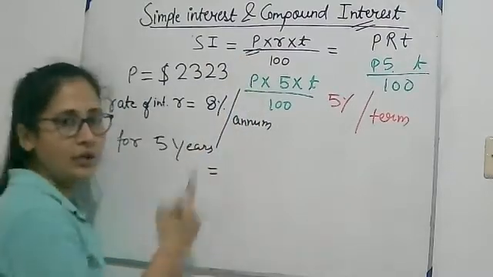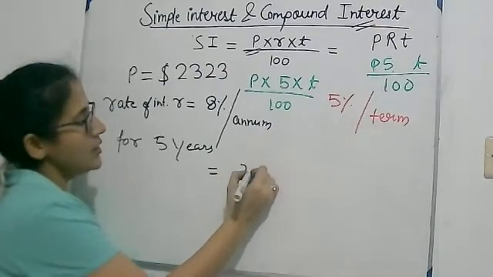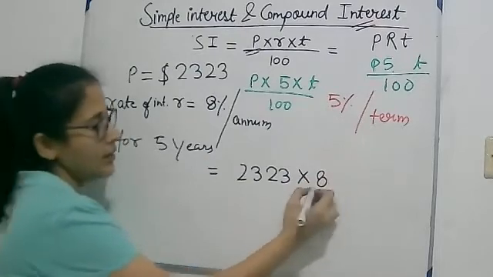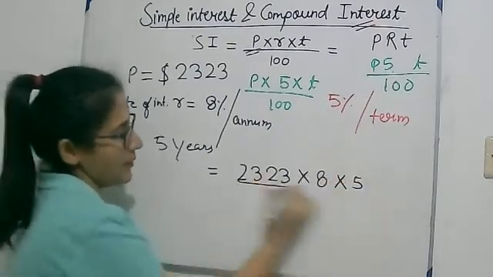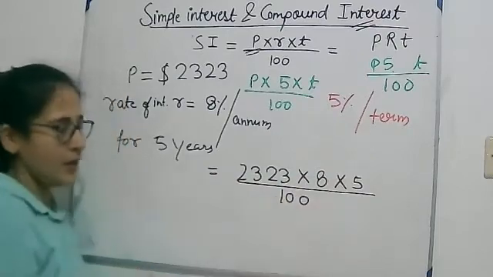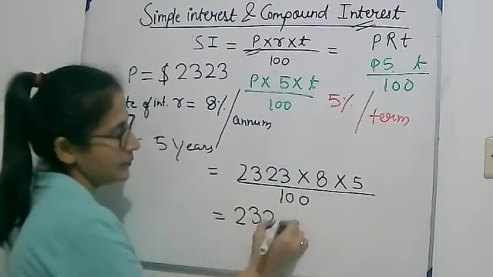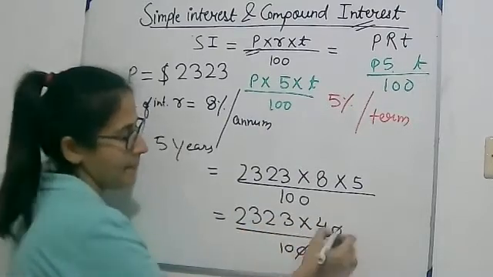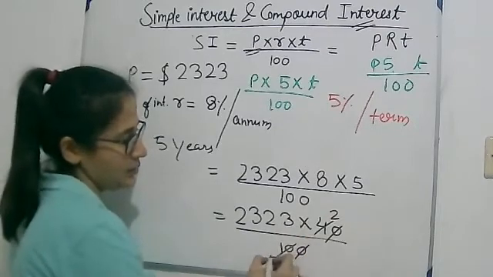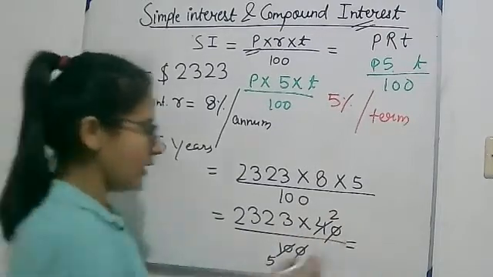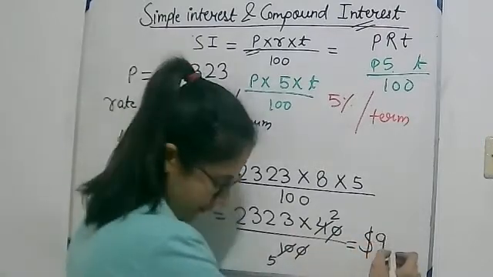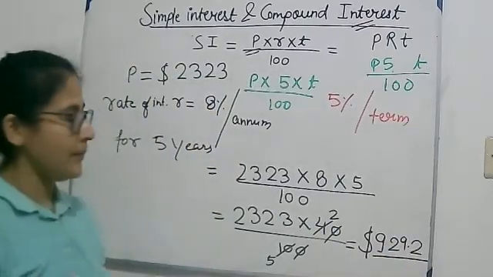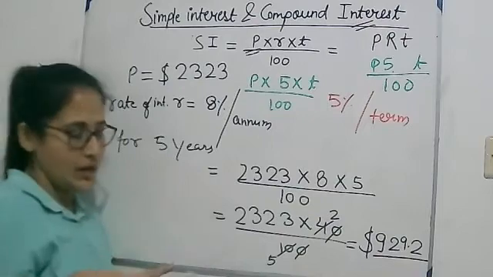Just substitute these values in the formula. Principal amount is 2323. Rate is 8%. Time is 5 years, over 100. Solve this. When you solve, you will get $929.2. So this is the simple interest in 5 years.